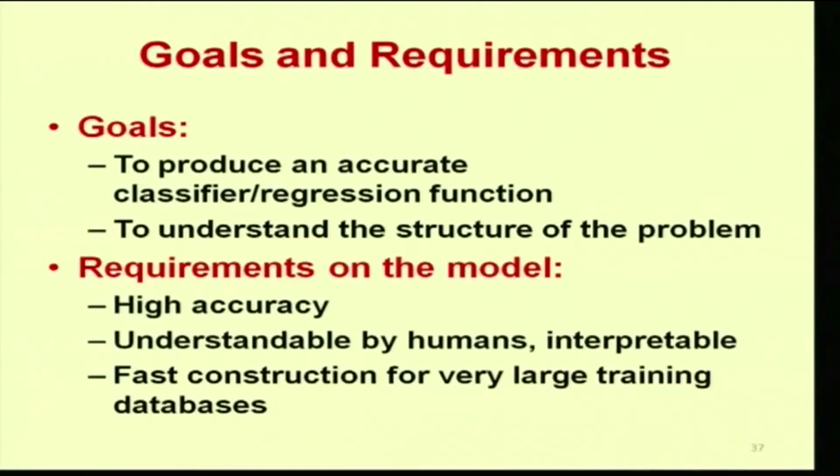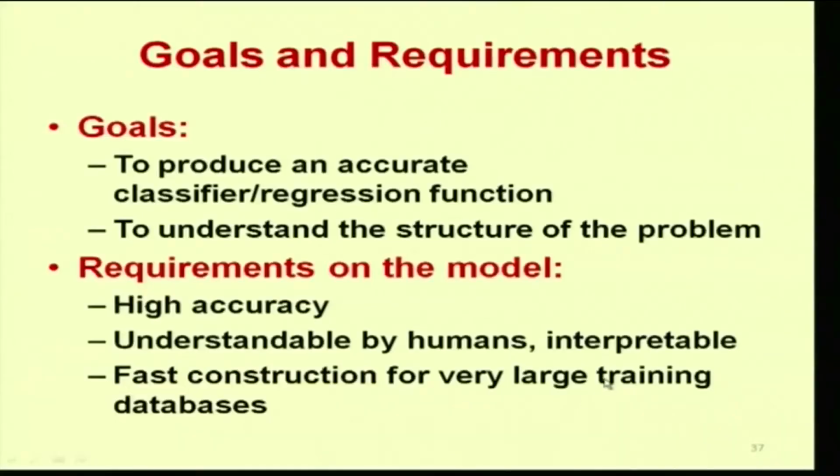So, what are the goals and requirements? To produce an accurate classifier or regression function, and to understand the structure of the problem. The requirements: high accuracy is needed. As far as possible, you should not get even one prediction wrong. The model should be understandable by humans and interpretable, and it should be constructed very fast given the data.